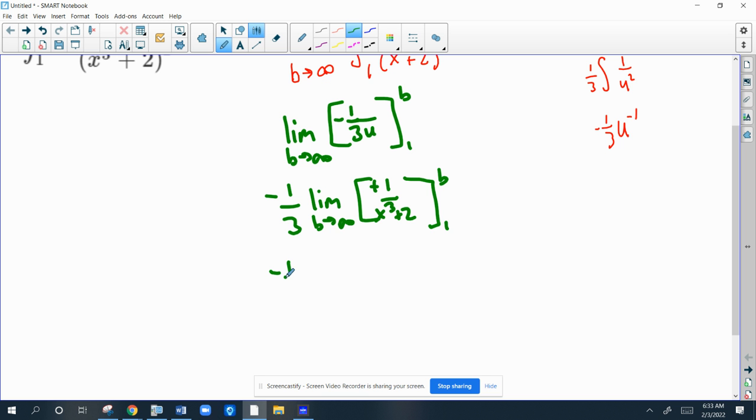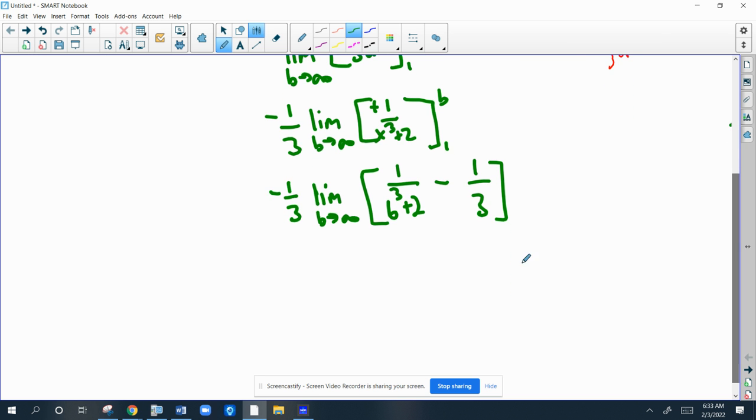So now we're going to use the fundamental theorem of calculus and plug in the upper limit. So we have 1 over b cubed plus 2. Plug in the lower limit. We have 1 over 1 plus 2. And now just apply the limit.